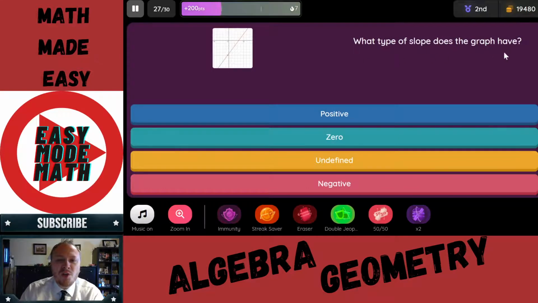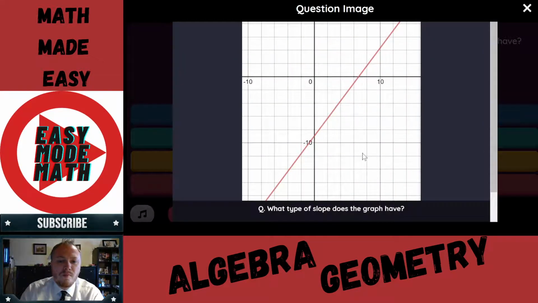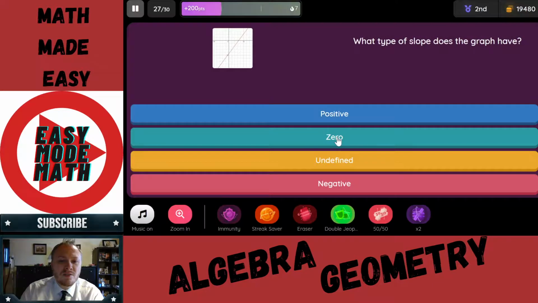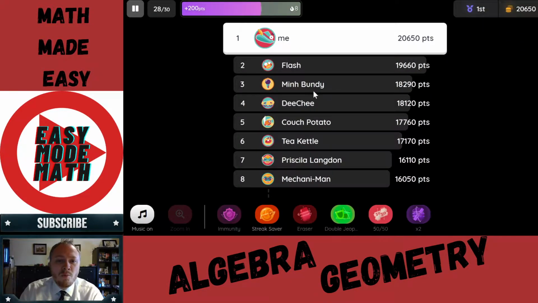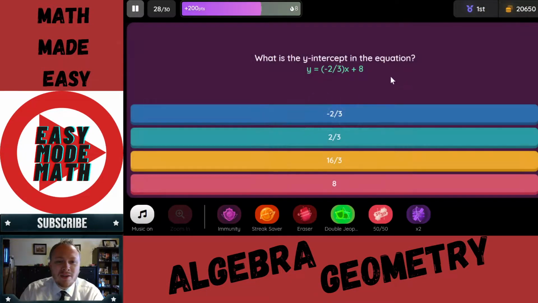What type of slope does the graph have? Positive, 0, undefined, or negative. It's definitely going to be positive. Oh, I'm winning, guys, against random people on the internet.